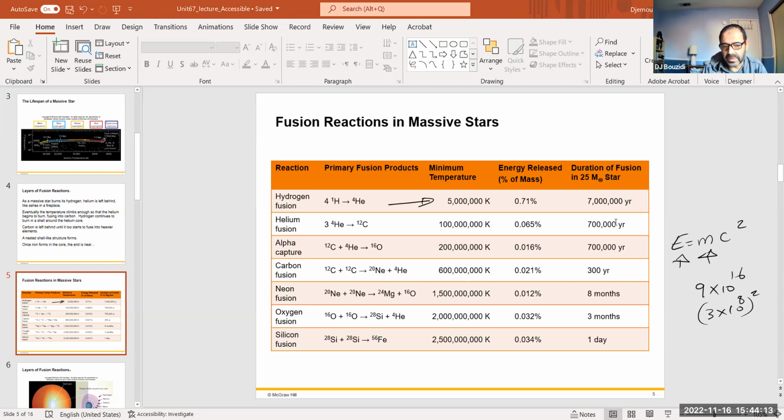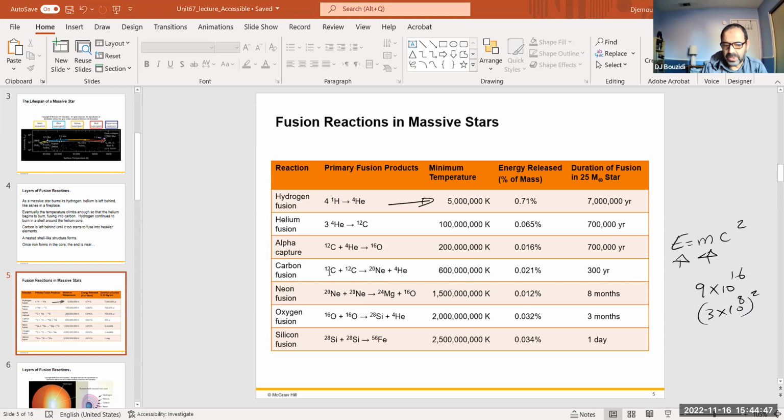The star basically runs out of helium in its core and starts collapsing, which leads to even higher temperatures, around 200 million Kelvin. This too takes another 700,000 years, which is almost 1 million years, for it to convert the carbon to oxygen by capturing more helium in this case. Now, at this point, once it runs out of this source of energy, it's going to collapse and the temperature increases to about 600 million Kelvin.